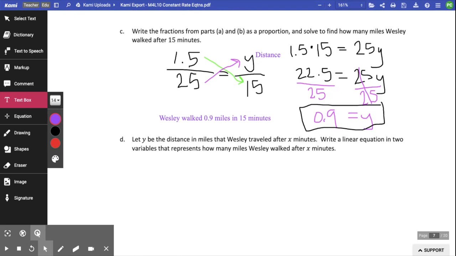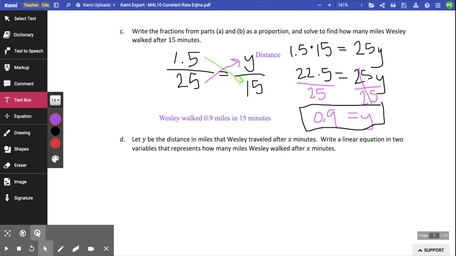So now what part D is going to ask us to do is to write an equation that can represent how many miles he walks after X amount of minutes. So notice that this says write an equation to represent how many miles Wesley walks after X minutes. They're not telling us how many miles he's walked, and they're also not telling us how many minutes he's been walking. So they don't give us any of that information, but they want us to write an equation.